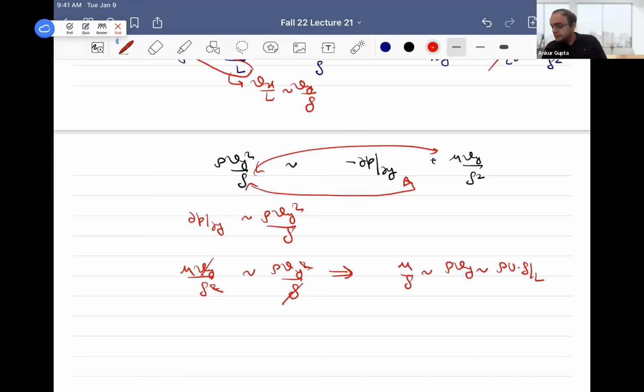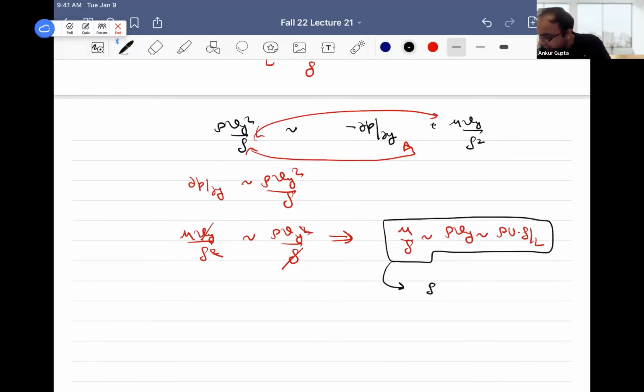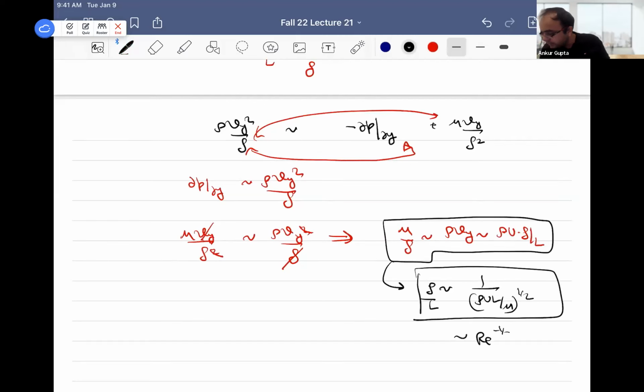Okay, so I have just basically shown you how we can get to this point. And then from here again, you will get delta is 1 by rho U L by mu, to the power of delta by L is equal to this. Okay, so you will get the same approximation out from this result. Okay, so you can verify this.